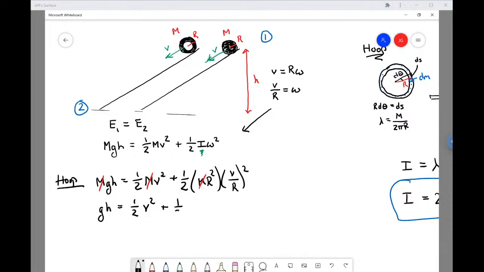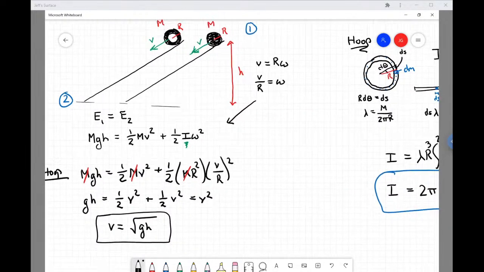We get a 1/2 v squared. So we get two 1/2 v squareds, which is just a v squared. So v, the speed of this hoop at the bottom of the hill, is going to be the square root of g times h. Okay. So there's the result for the hoop.